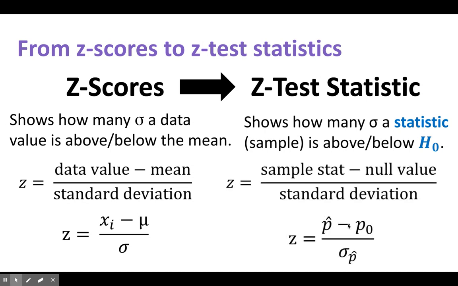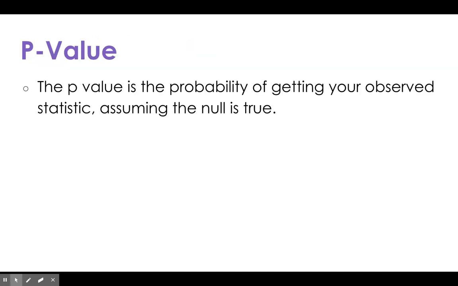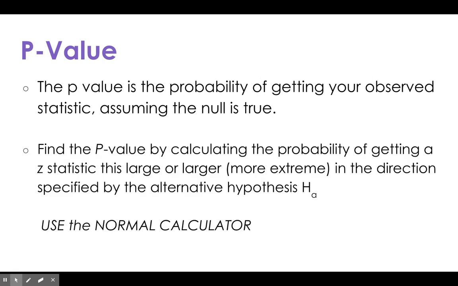So here's the general formula for it. P-hat minus the null p divided by the standard deviation of p-hat. That's the formula for it. I am going to show you how to calculate it in StatCrunch. And just remember, the larger the test statistic, the more unusual your measurements are under the null. A reminder, the p-value is the probability of getting your observed statistic, assuming that the null is true.